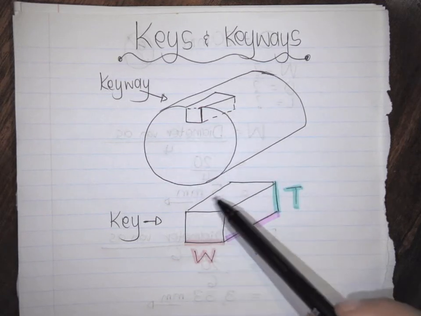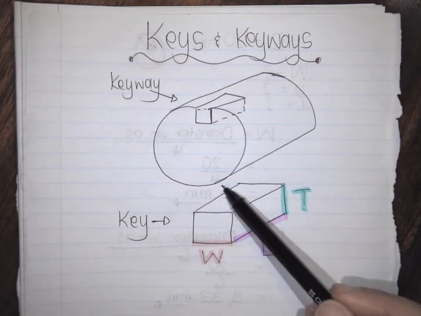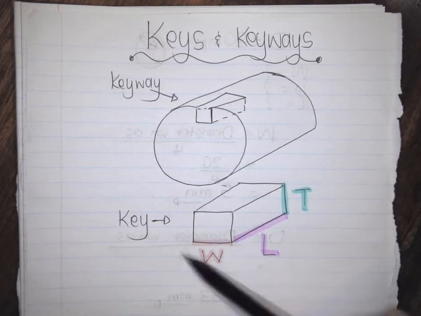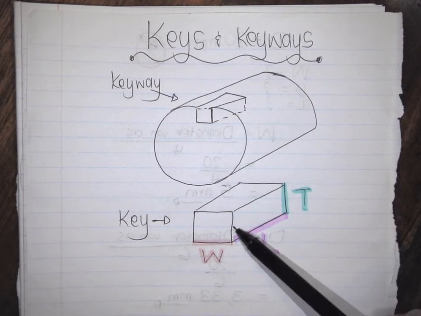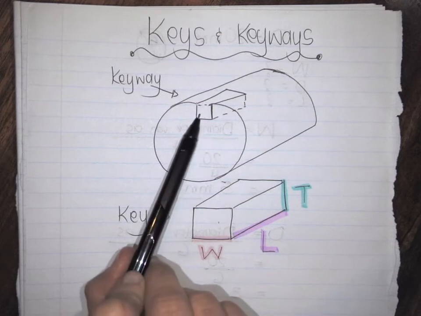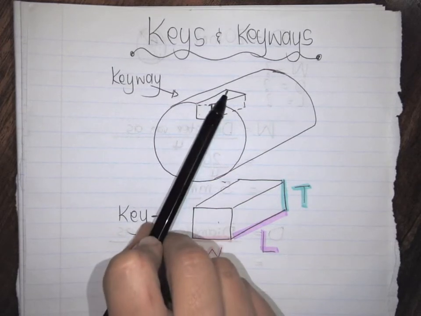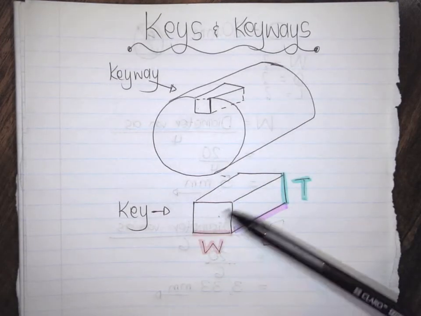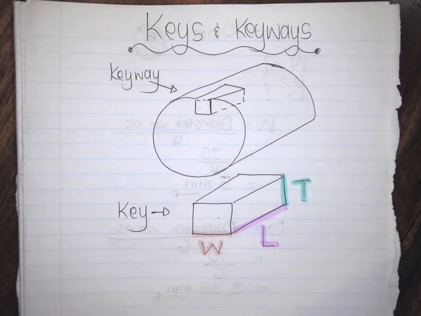So usually on the gear or the wheel that they want to secure, they will put this key over here. So that means that the key slides into the keyway on the shaft. But there's a specific way that you need to calculate these two things, okay?